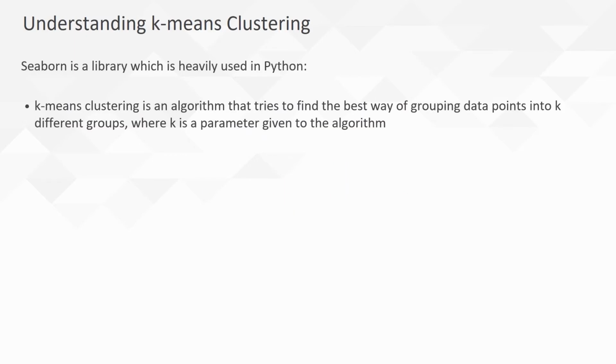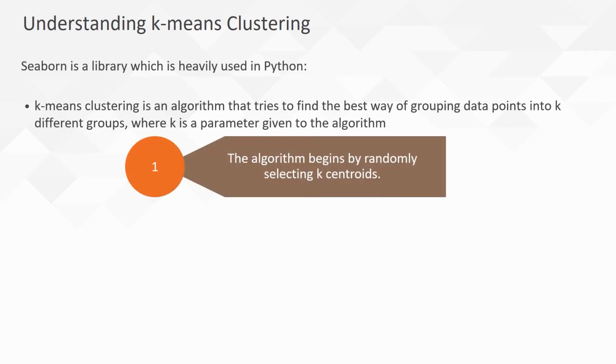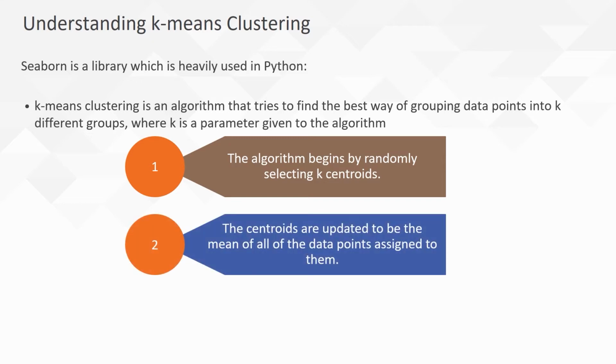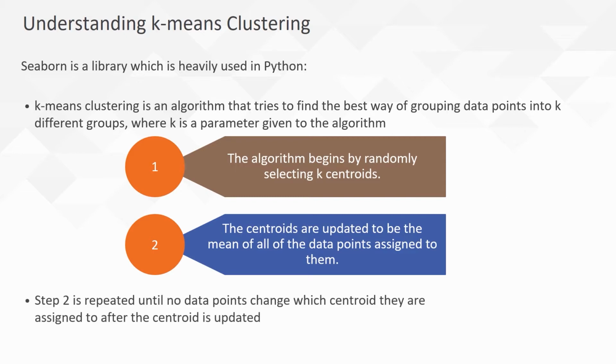K-means clustering is an algorithm that tries to find the best way of grouping data points into K different groups, where K is a parameter given to the algorithm. That is where the K part of the name comes from. So the algorithm begins by randomly selecting K centroids, and the centroids are updated to be the mean of all of the data points assigned to them. And then step 2 is repeated until no data points change which centroid they are assigned to after the centroid is updated. Let's go ahead and do an exercise together.